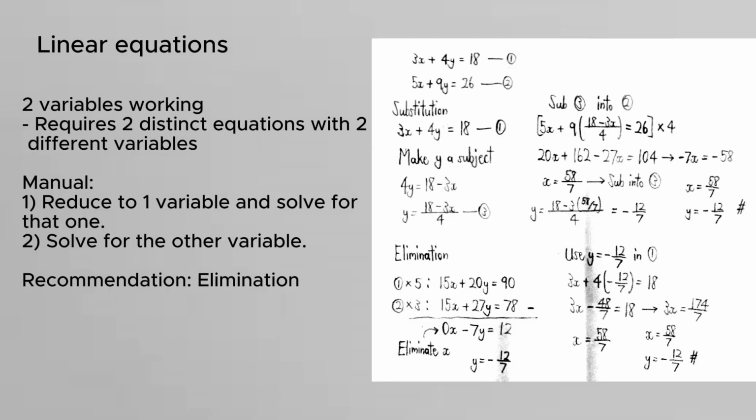Let's look into solving linear equations. As you can see on the right, this is solving linear equations with 2 variables, and for it to work, you need 2 equations that are distinct from each other with 2 different variables. The manual way is to reduce one variable and solve for that particular variable, and then after you find the value of that variable, you can solve for the other one.